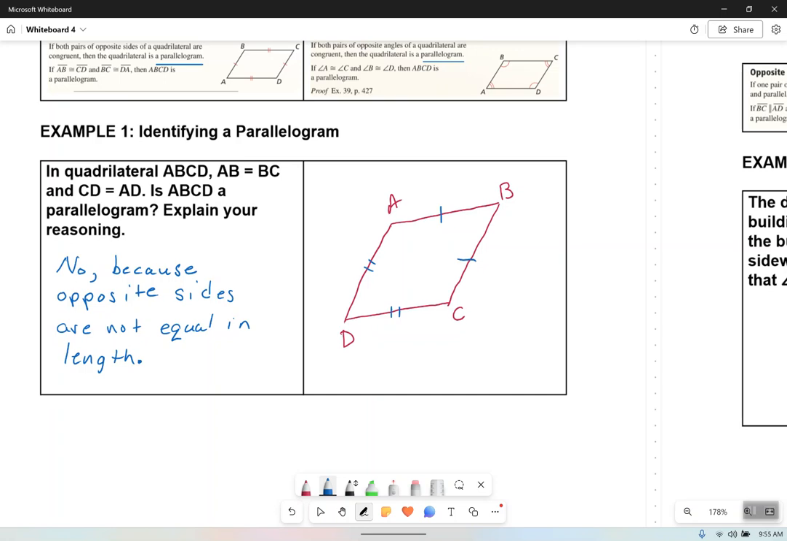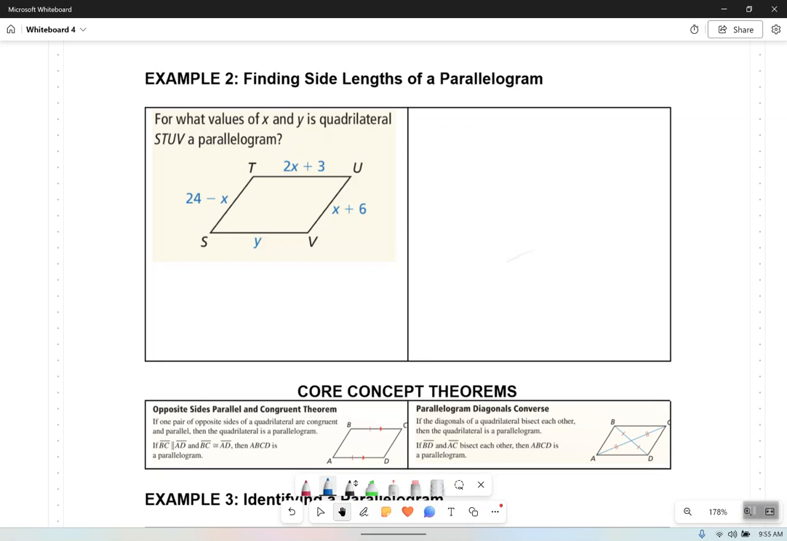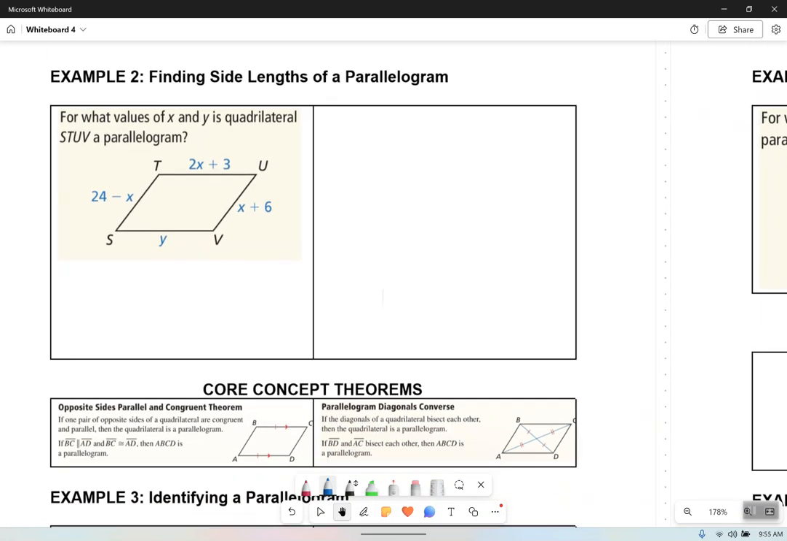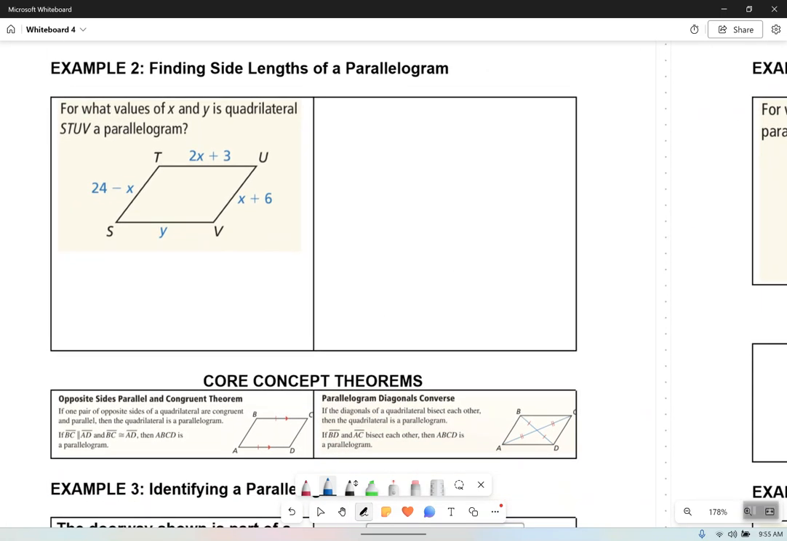Okay, how do you feel about that example one, kids? Again, if it's a parallelogram, opposite sides and opposite angles are equal. Okay, finding side lengths of a parallelogram, my friends. It says, for what values of x and y is quadrilateral STUV a parallelogram? Now, in order for this to be a parallelogram, wouldn't this side ST have to equal what?